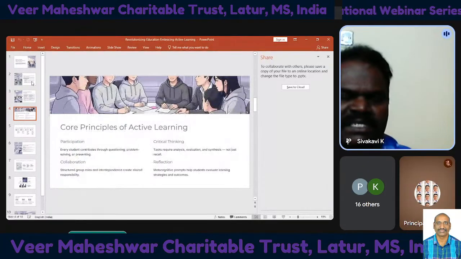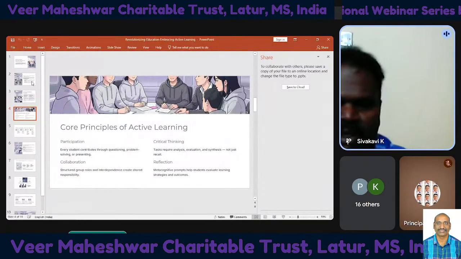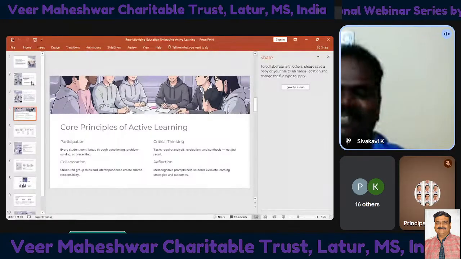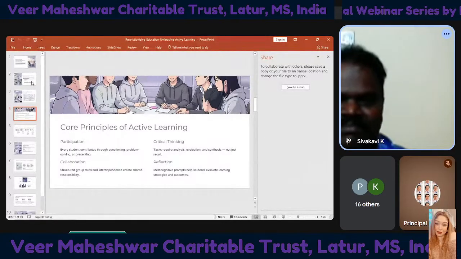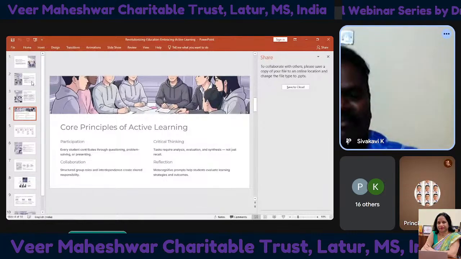So these are the benefits. See, if we conduct activity, all these things will happen. Core principles of learning. Participation.